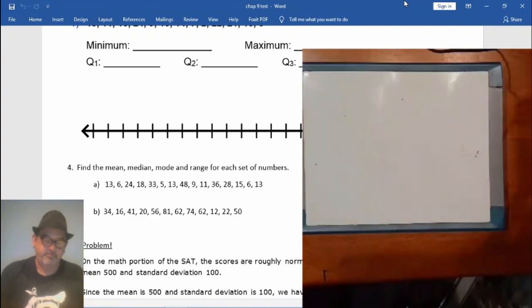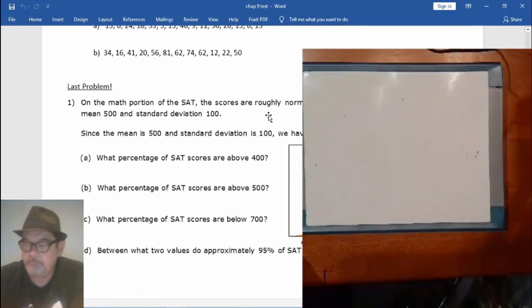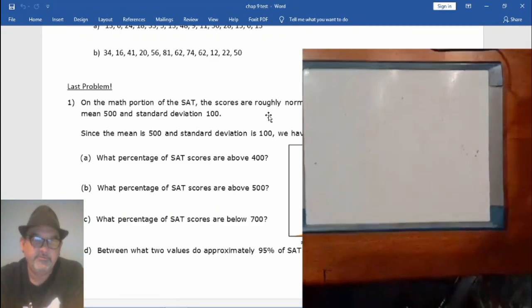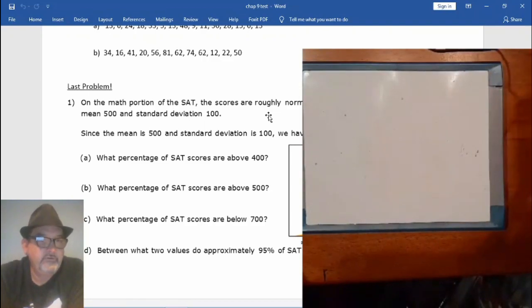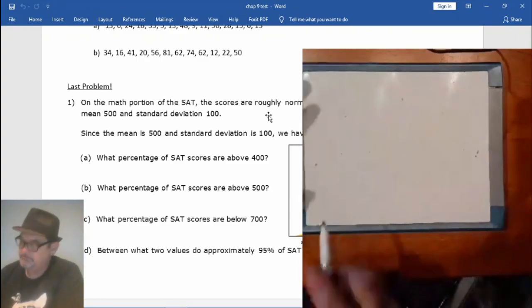Great. Last problem. This was the standard deviation problem. On the math portion of the SAT, the scores are normally distributed. You have to have that normal distribution if you're going to work with standard deviation. The mean was 500. Standard deviation was 100. So let's take a look.